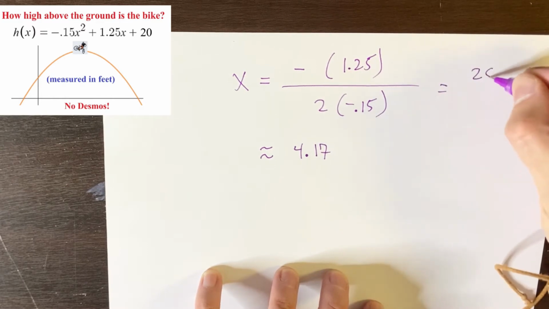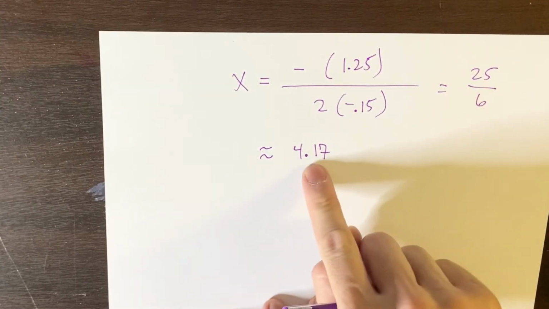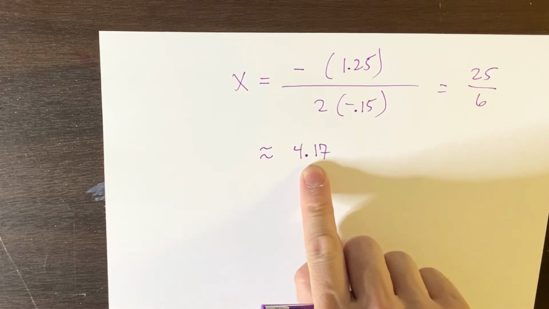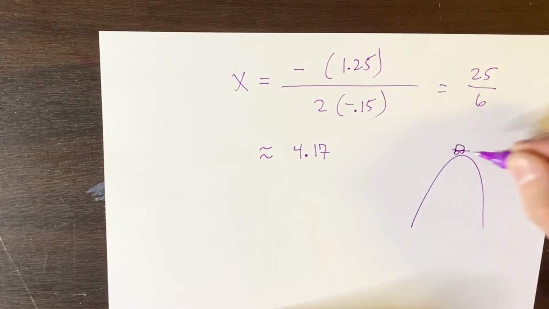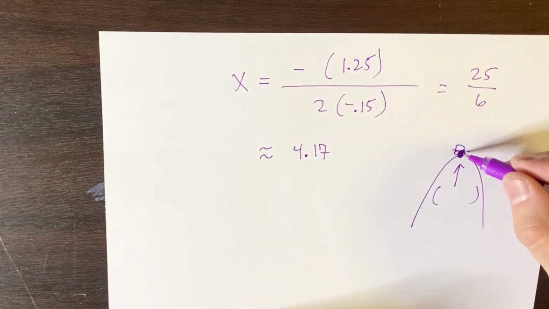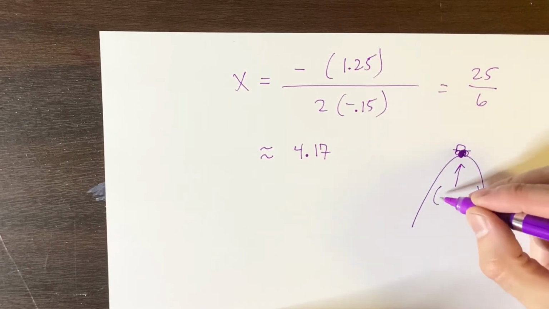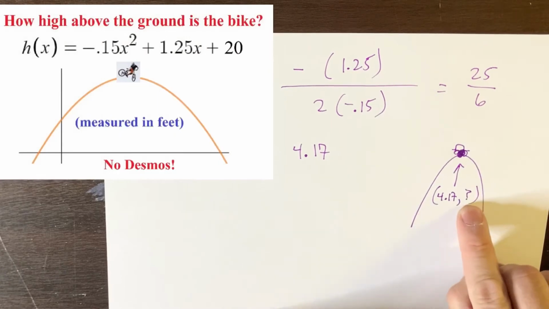I believe the actual value as a fraction is 25/6, but I'm okay if for now you round. So for that bike, let's just pretend that this is the bike here. We know that the bike is located at the vertex. So that's our vertex where the bicycle is at. And we know that the x coordinate is 4.17. But what about the y coordinate?